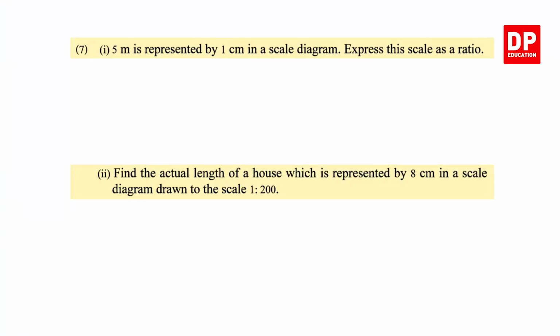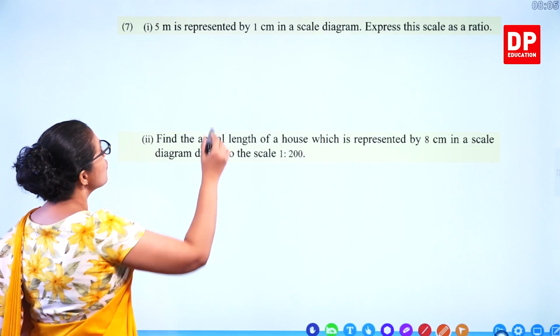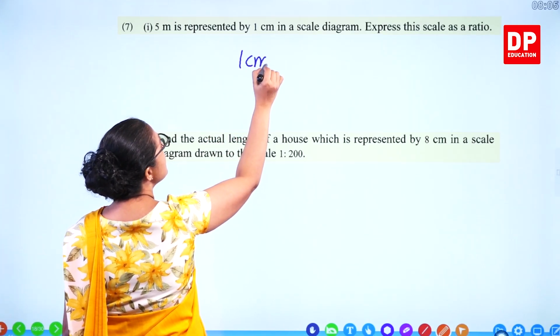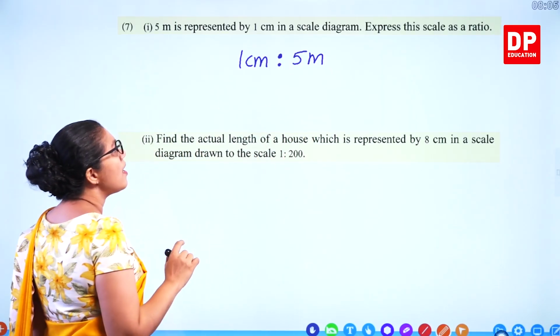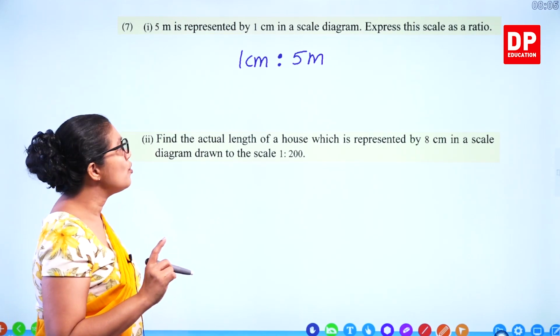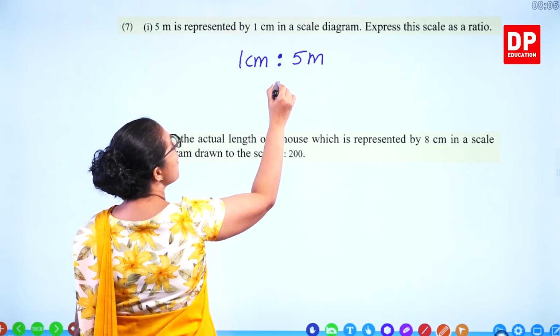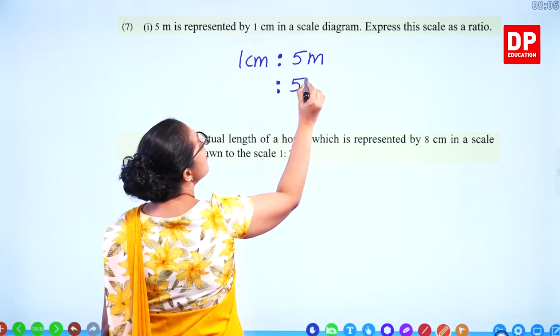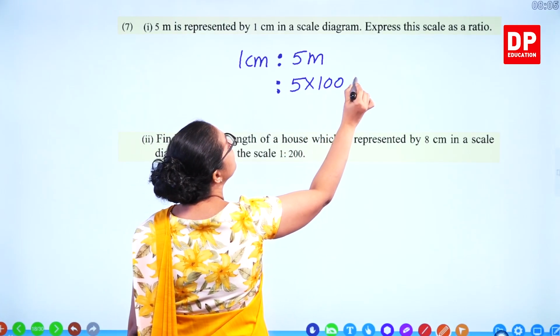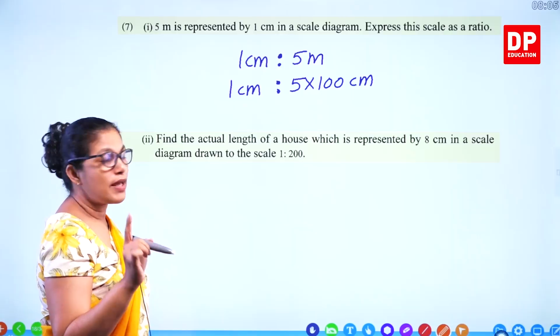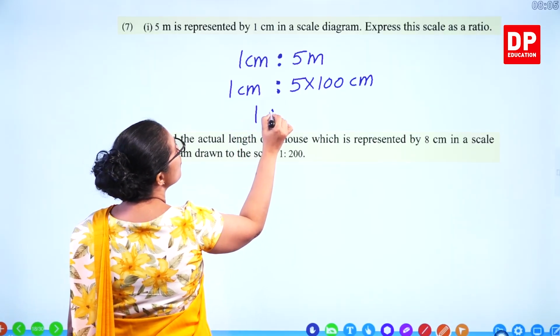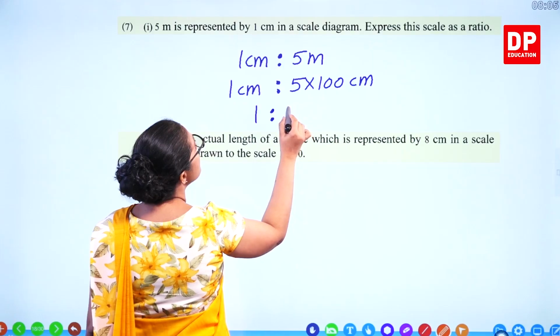5 meters is represented by 1 centimeter in a scale diagram. Express this scale as a ratio. So first we'll write 1 centimeter is 5 meters. But ratio means you can't write in 2 different units. Convert to the same. 5 times 100, that's centimeters. And this is 1 centimeter. Now both are in the same unit. You can write down the ratio. 1 to 500.